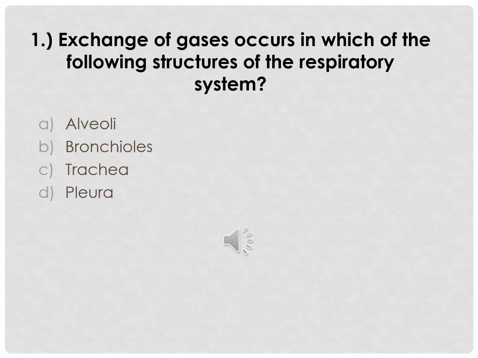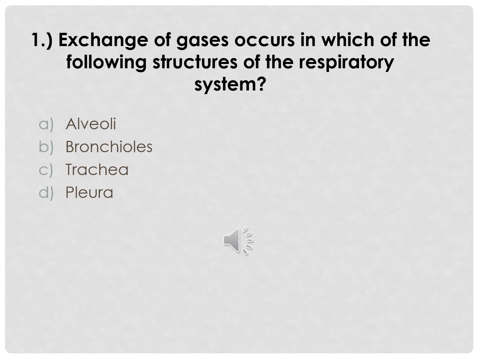Exchange of gases occurs in which of the following structures of the respiratory system? So this question requires that you know some basic anatomy about the respiratory system. If we look at letter D, the pleura, that's actually a serous membrane that covers the lungs. So we can rule out D.